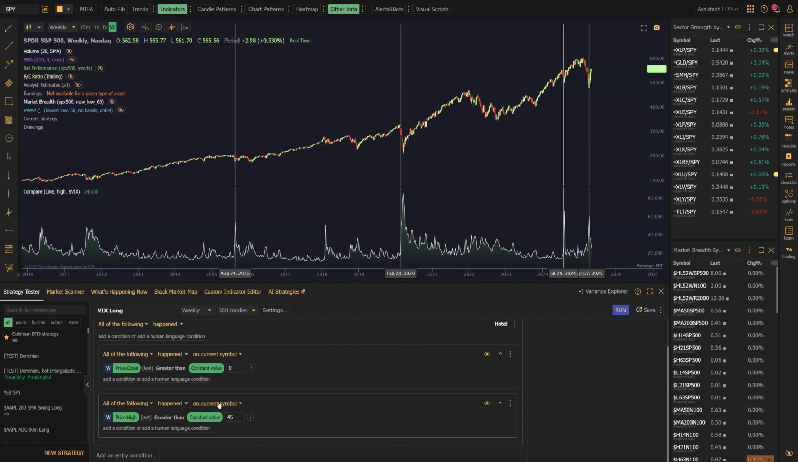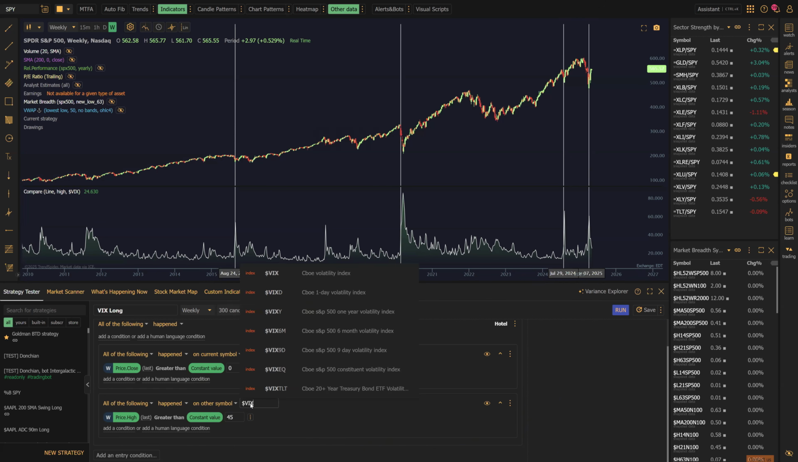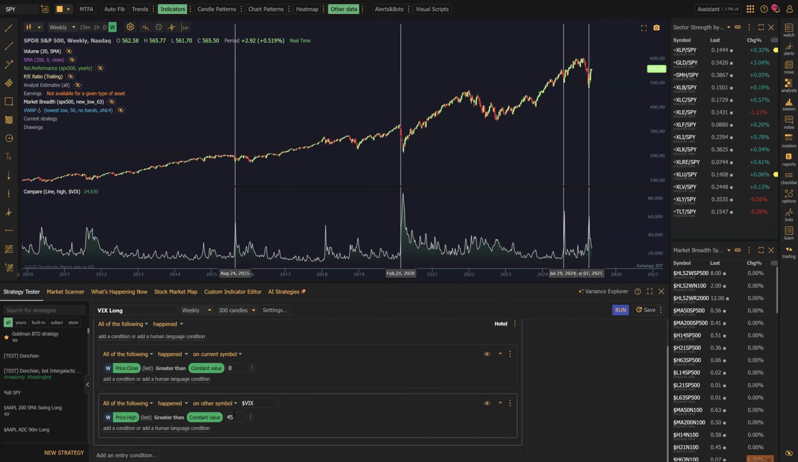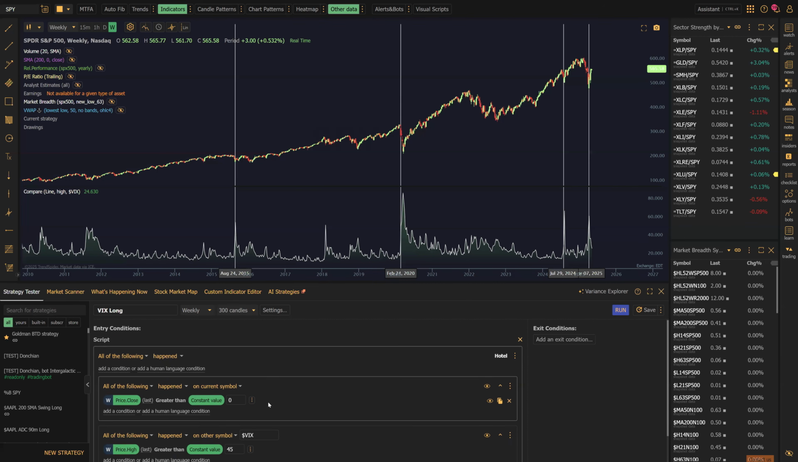So that's right. You can, in your strategy tester here, these are the entry conditions. And so I can change this to a different symbol. So this is telling the strategy tester that when VIX goes over 45 and the SPY is pretty much just there and over 0, we're going to go long on the SPY. All right, so VIX over 45, go long on SPY.